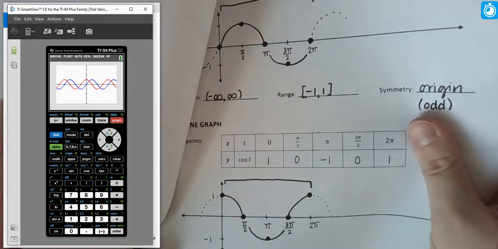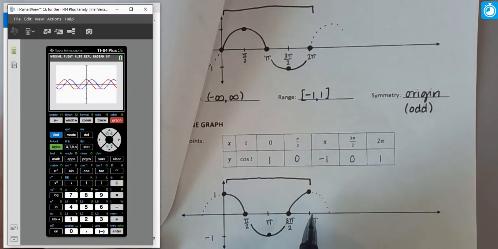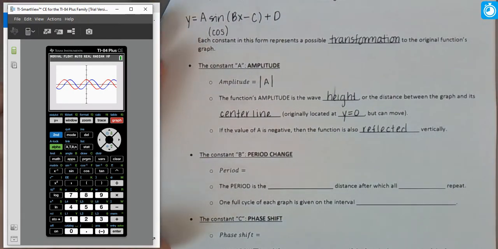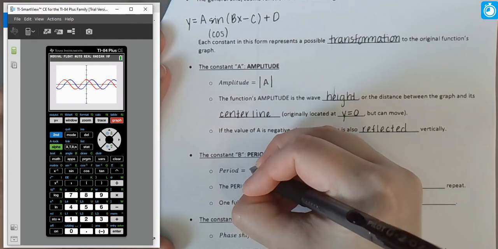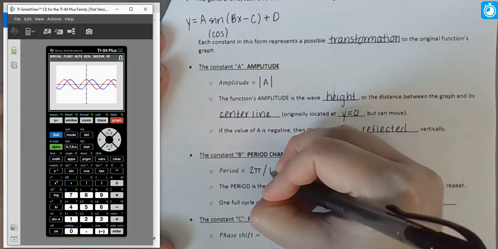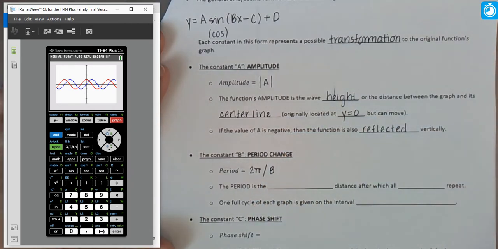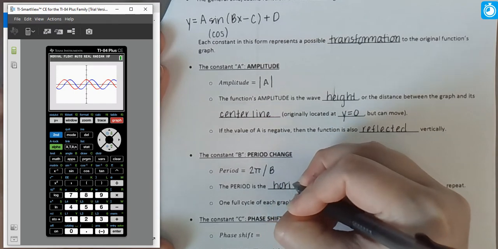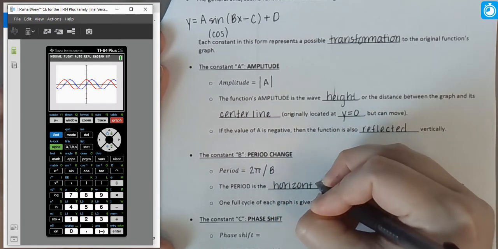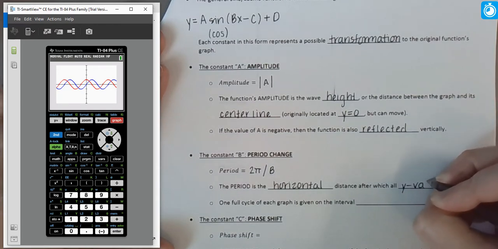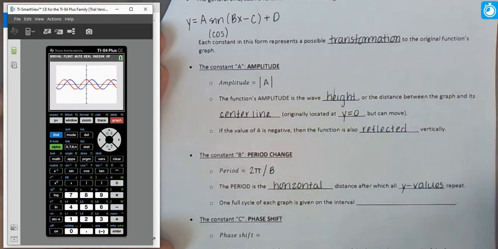So sine has a period of 2 pi, and then cosine also has a period of 2 pi, and then it starts to repeat. If we have a constant in place of b, that's going to change the period, and the new period is going to be the old period, which is 2 pi, divided by whatever that constant b is. And again, the period is defined as the horizontal distance after which all y values or outputs are going to repeat.